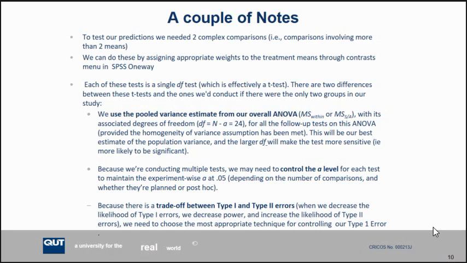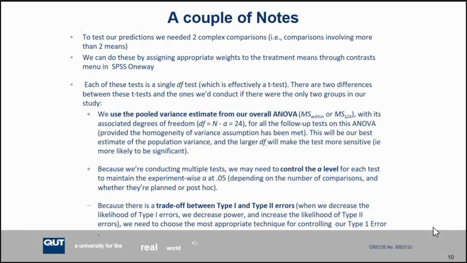But there are a couple of key differences I want you to be aware of between t-tests and the contrasts that we conduct here. The main difference is that in the contrasts here, we're using the pooled variance estimate, our MS within, from the overall ANOVA, rather than just the variance associated with the groups that we're contrasting.